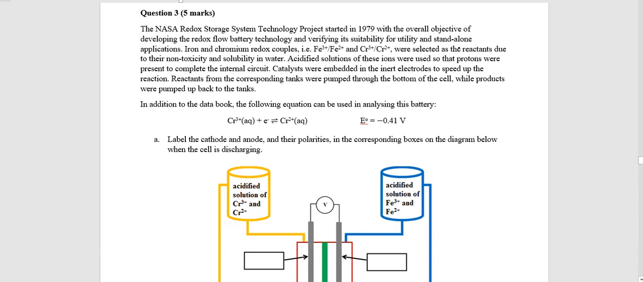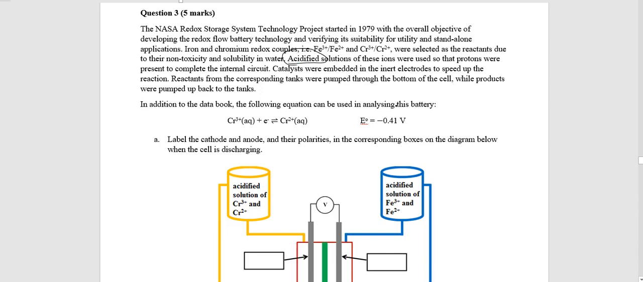Iron and chromium redox couple, so you have iron 3 plus, iron 2 plus, as well as chromium 3 plus and chromium 2 plus, was selected as the reactants due to their non-toxicity and solubility in water. You have acidified solutions of these ions. Not entirely sure whether that's going to come in handy. I'm just gonna make a note of that, is the fact that it's acidified.